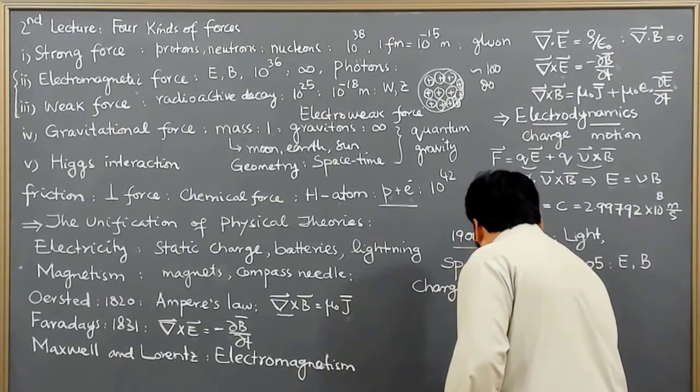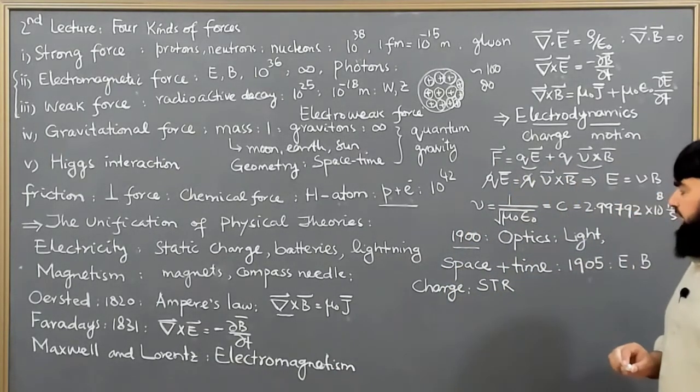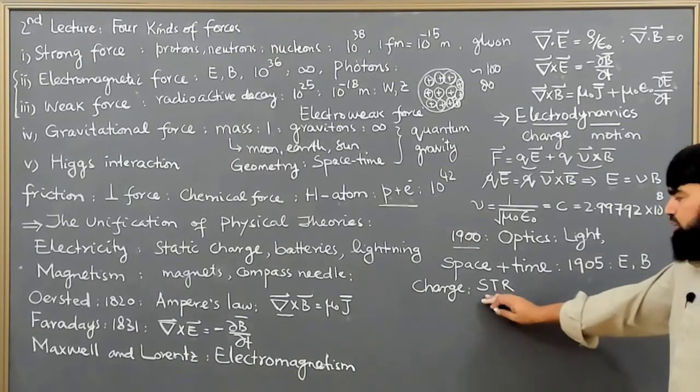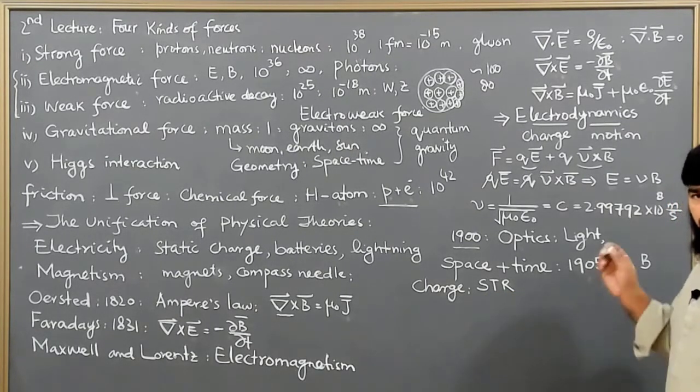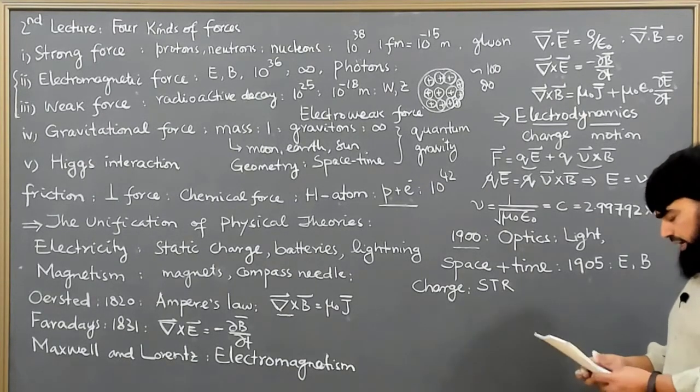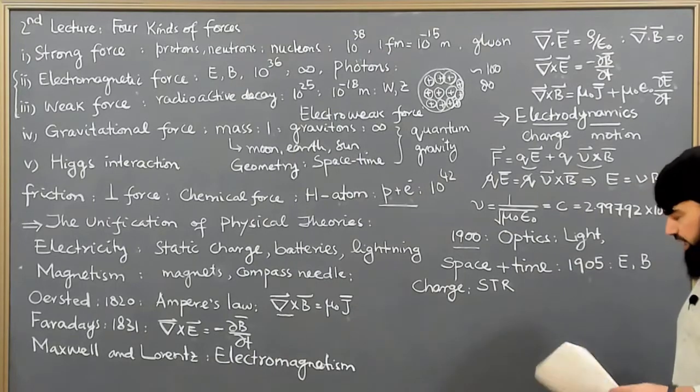Einstein published his paper on the electrodynamics of moving objects, and from here he formulated the special theory of relativity. I have explained this in the introduction to the special theory of relativity. You can find the link above to this lecture for further details.